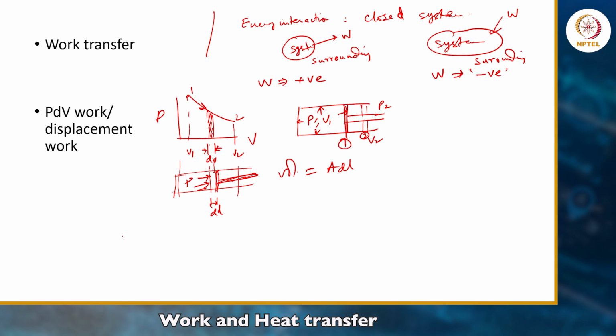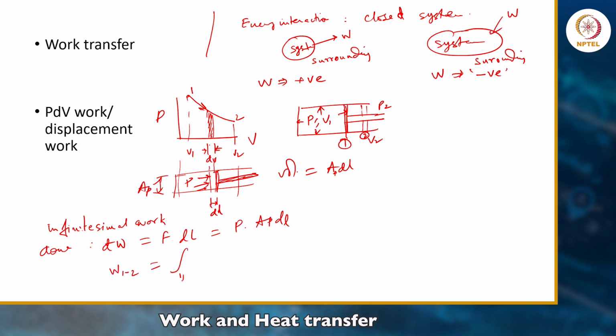Now the infinitesimal work dW equals F into dl, equals P into AP, the piston area, into dl. So the work W from 1 to 2 is the integral from V1 to V2 of P dV. This is the work done.